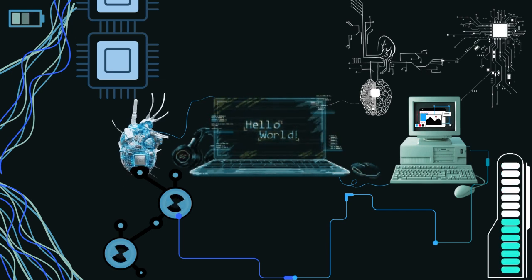Number seven is working software is the principal measure of progress. The software development lifecycle emphasizes that having functional software at each iteration, like in Agile, is a better progress indicator than just documentation.